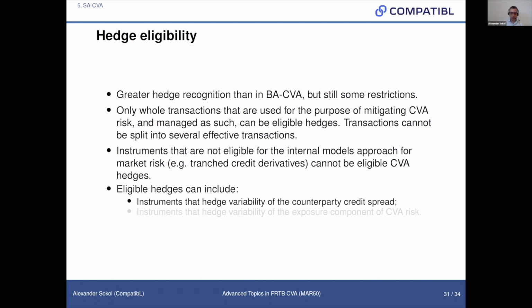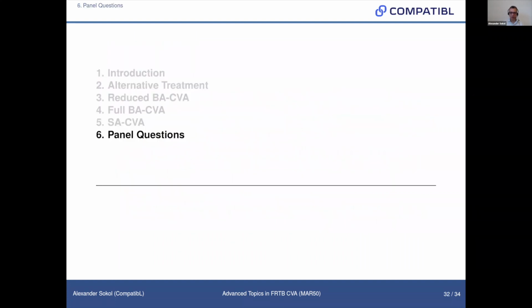Eligible hedges in the SA-CVA, thankfully, include, compared to BA-CVA, instruments that hedge against the changes in credit spread, but also importantly, instruments that hedge against the changes of other market risk factors, because CVA is as sensitive to other market risk factors as the PV that underlies CVA is.